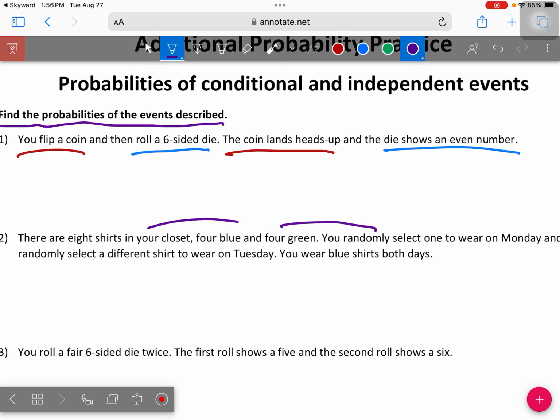Okay, that's enough. All right, flipping a coin. So I want the probability of getting heads on a coin, and I want the probability of getting an even number on the die. So my coin, what is the probability? 1/2. Okay, so the probability of flipping a coin and getting heads is 1/2.